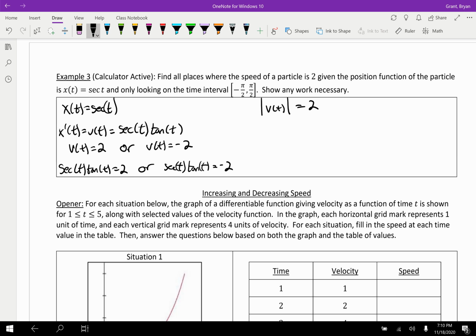That's a great question. So this is calculator active for a reason. Whenever you get to an equation that just seems extreme in terms of solving, it's probably a calculator active problem, and they expect you to use the calculator to do the dirty work. So how do we solve this?